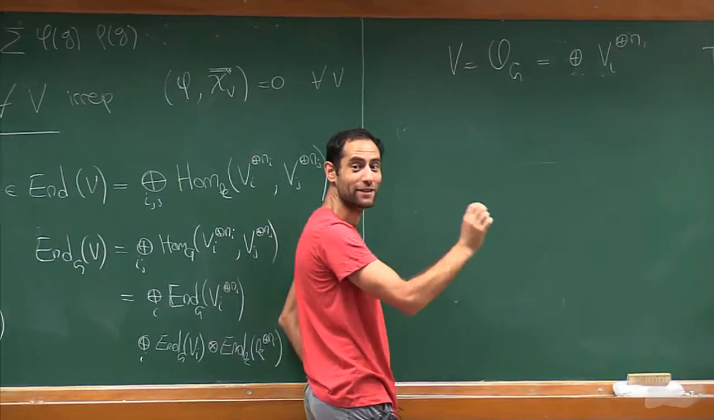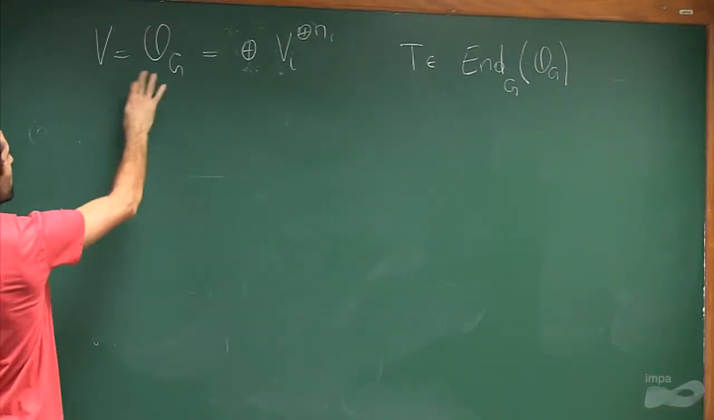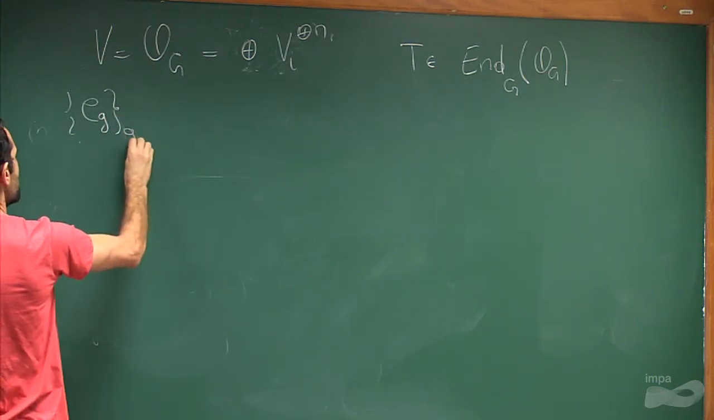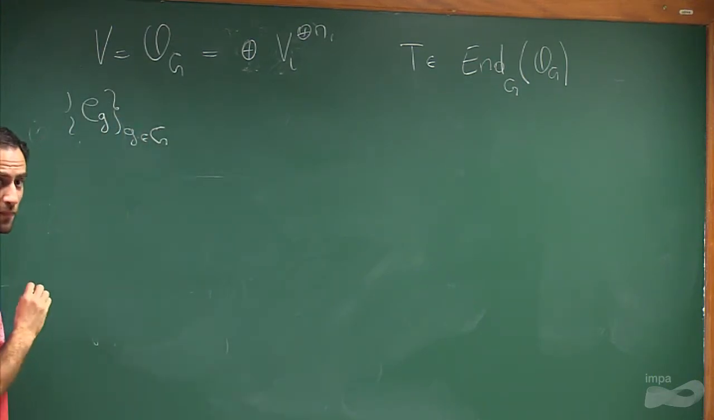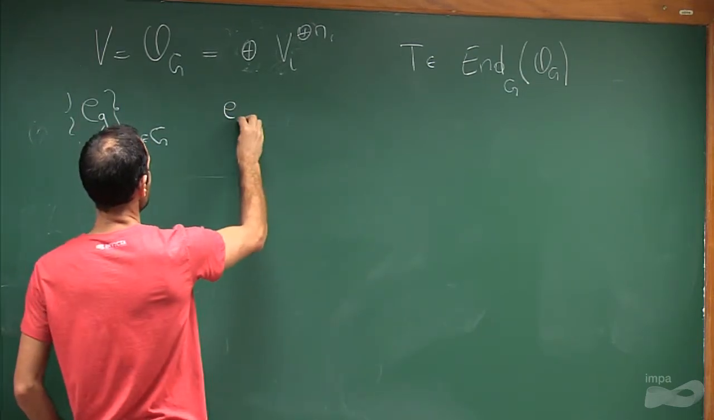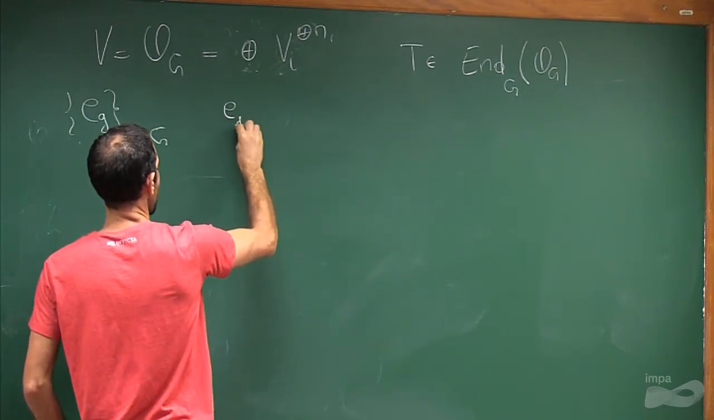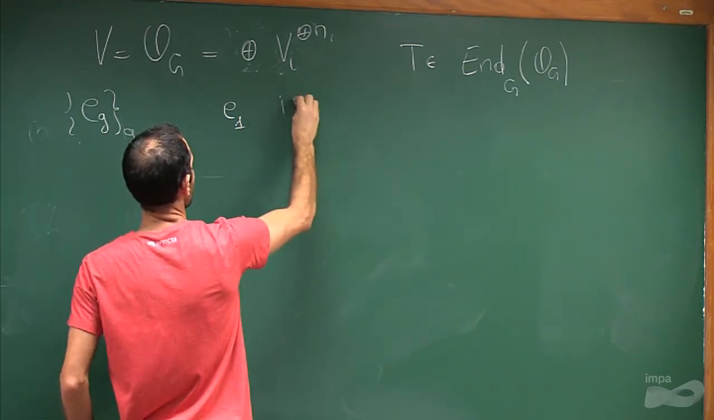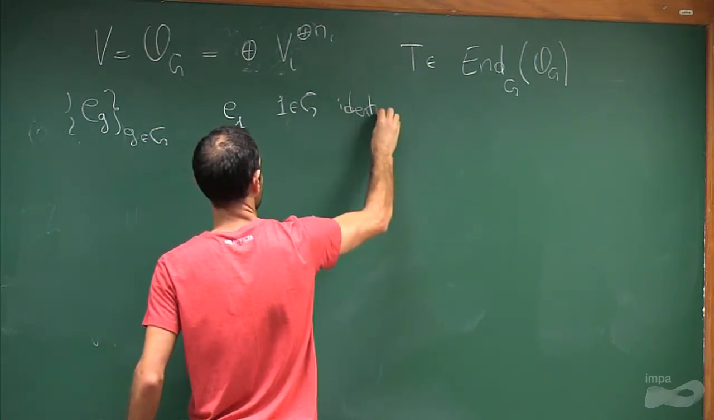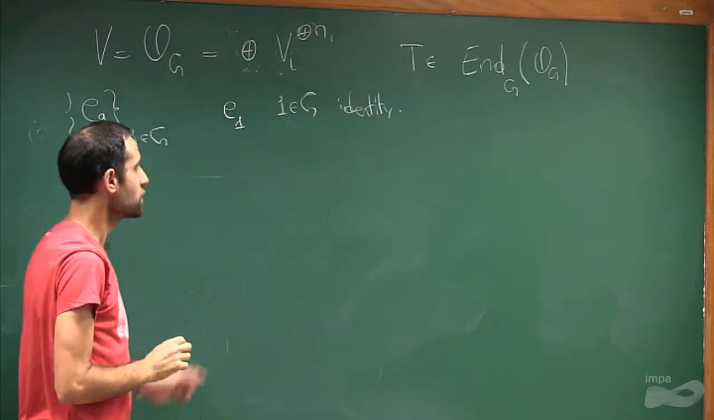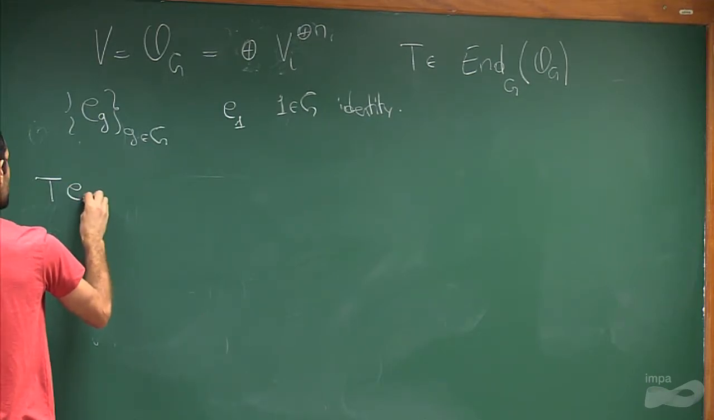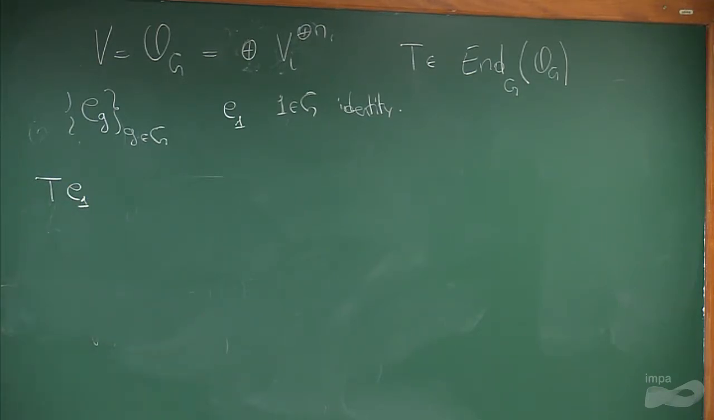So let's write it, right? In here, we have a basis, and the basis, remember, was e_g, where g is in G. In particular, I have one vector that is a marked vector in this basis, that is e of the identity. Let me write it e_1, where I'm using 1 in G for the identity. So this is a vector in V, and what we would try to analyze is what is T of e_1.